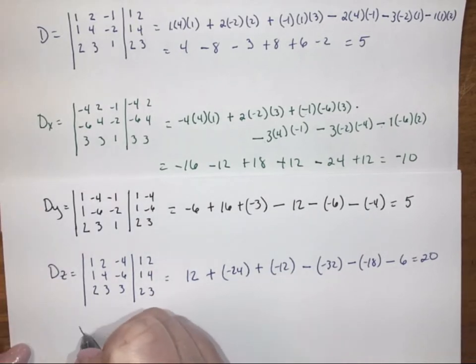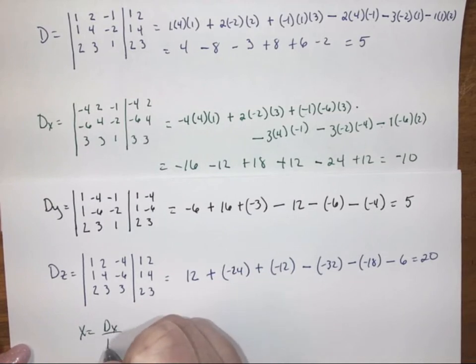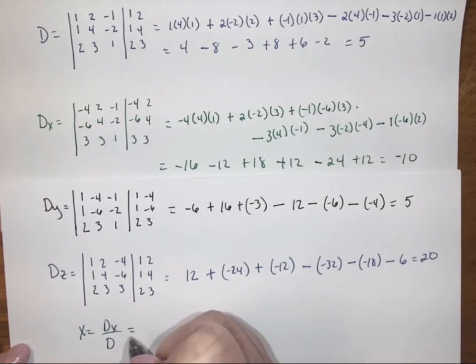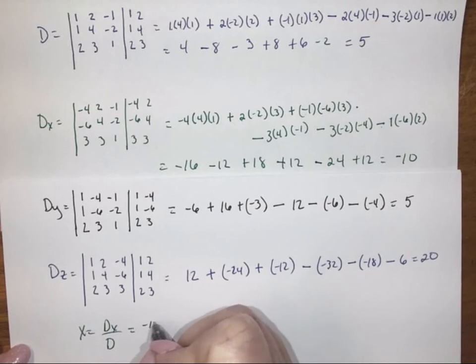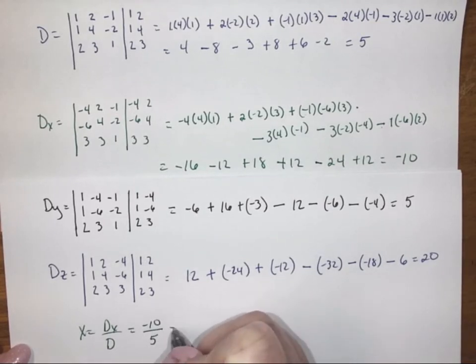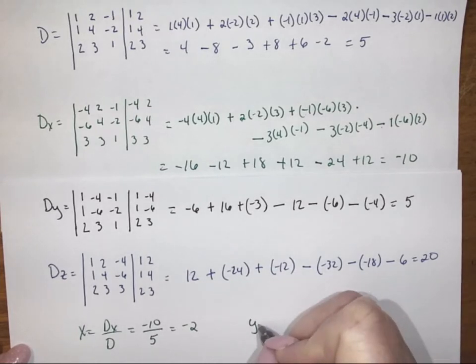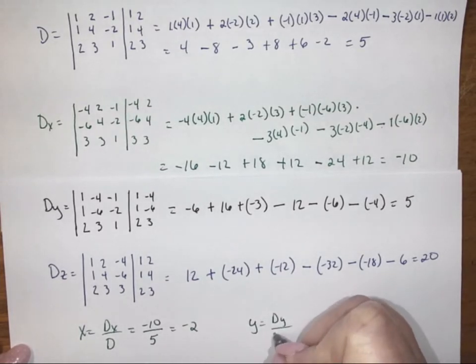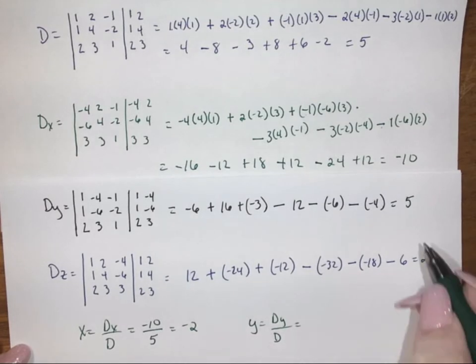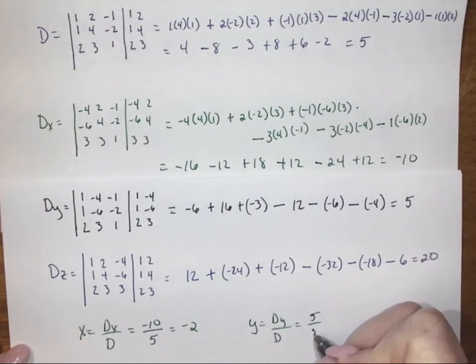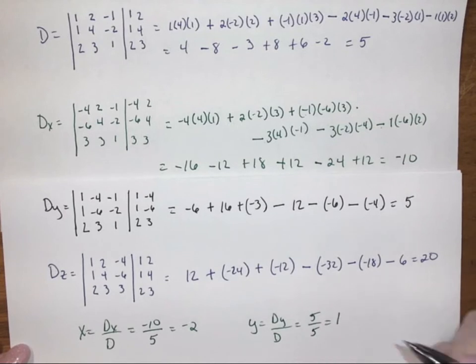Our x, remember, is dx over d. dx was equal to -10. Our d was 5, so we end up with -2. Our y is equal to dy over d. dy was equal to 5 over d of 5 is equal to 1.